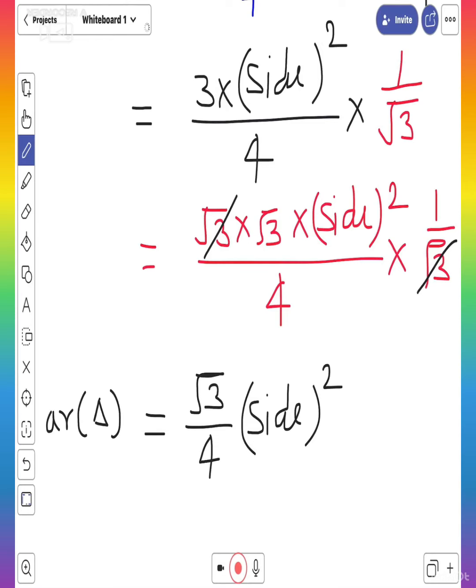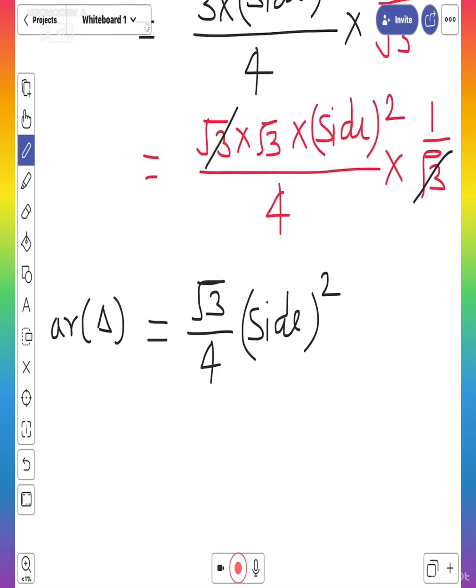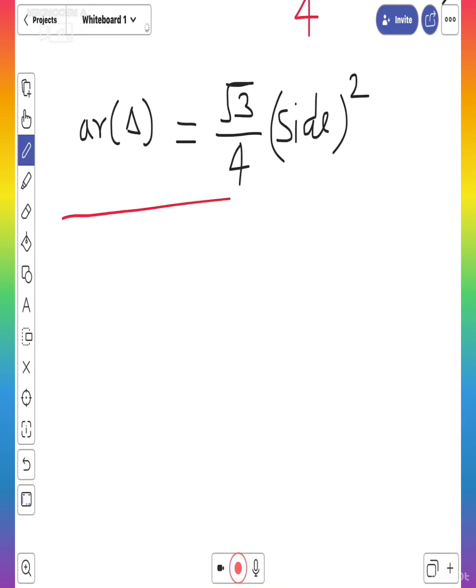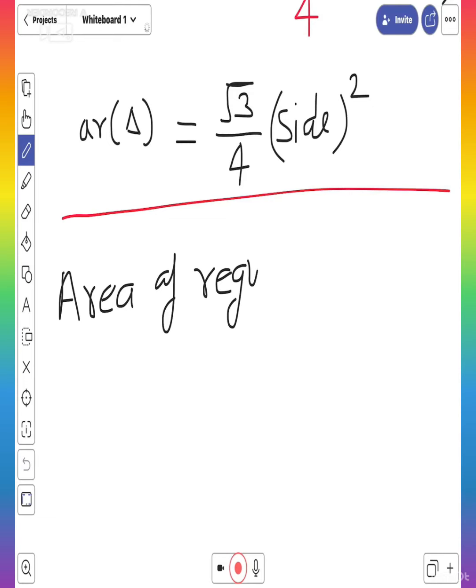Okay, let us take another one, that is the regular quadrilateral. Do you know what a regular quadrilateral is? A regular quadrilateral is a square. Therefore, we will find here the area of a regular quadrilateral.